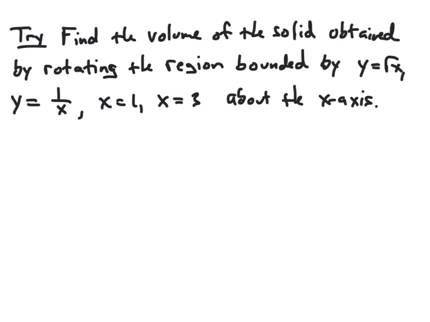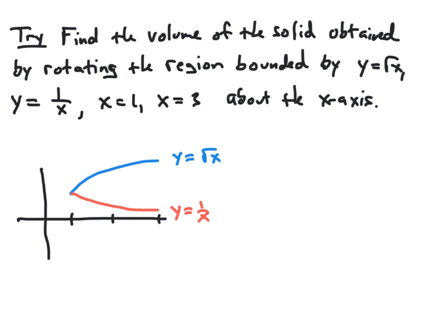Here we first sketch the region which is the region bounded above by y equals the square root of x, the blue curve shown here, and bounded below by the curve y equals 1 over x, which is the red curve, going from x equals 1 on the left to x equals 3 on the right.